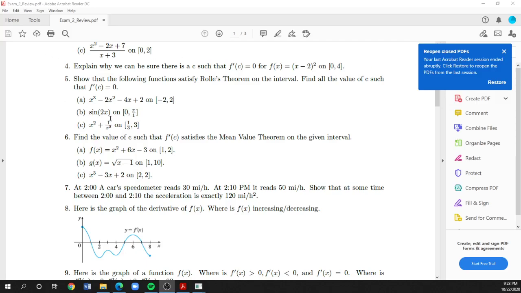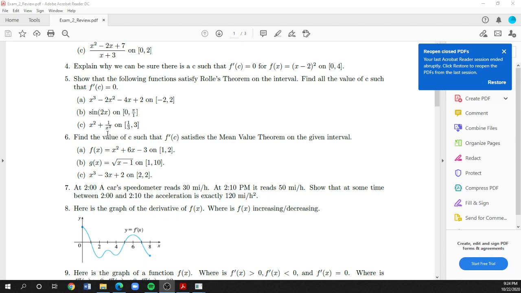Alright, number 6. Find the value of c such that f prime of c satisfies the mean value theorem on the interval. So remember what the mean value theorem says. It says your function is continuous on the closed interval, differentiable on the open, and so therefore you have some point where the function is equal to its average rate of change.